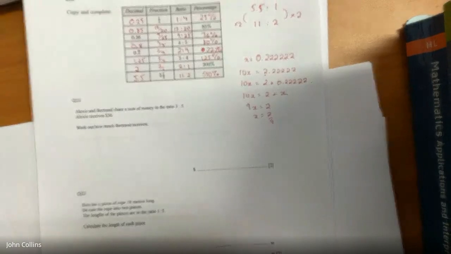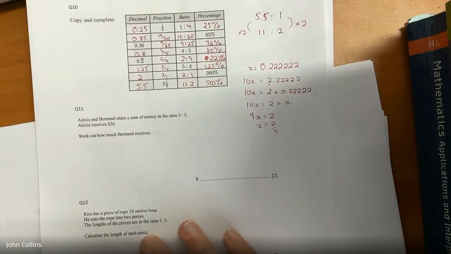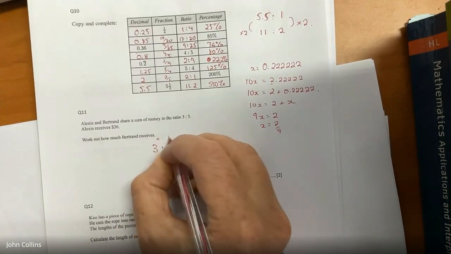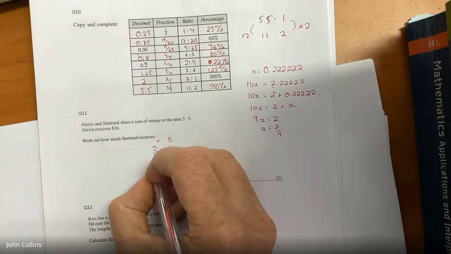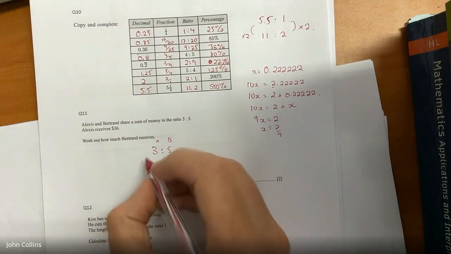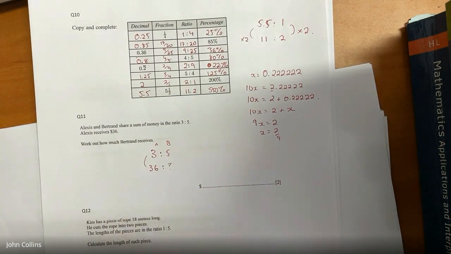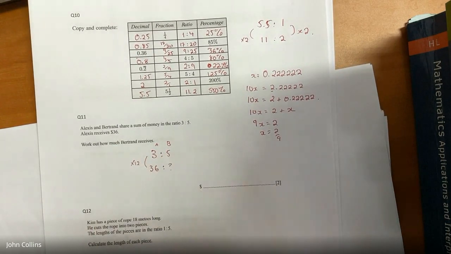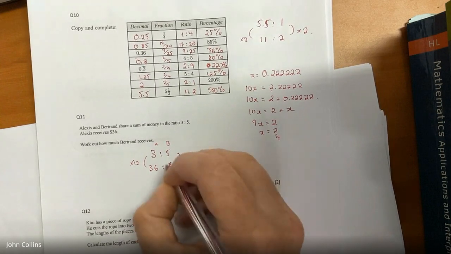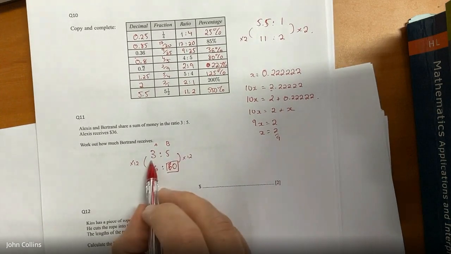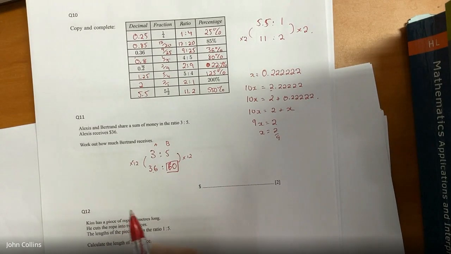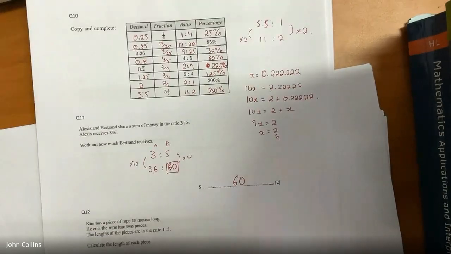Okay, question 11 was about sharing a sum of money in a ratio 3 to 5. So the ratio is 3 to 5, A to B. Alexi gets 36. What's B? So we can see if there's any straight up multiplier, I can clearly see that has been multiplied by 12. This is one method of doing it. Then this side must also be multiplied by 12, gives 60. You also could say, okay, 3 parts of the prize is 36, so dividing by 3 and then multiplying by 5 will get you the same answer. So 60 for question 11.